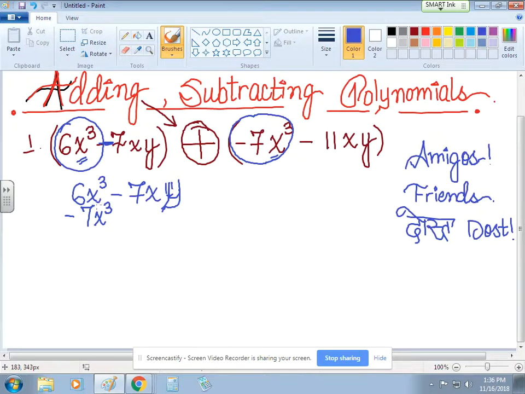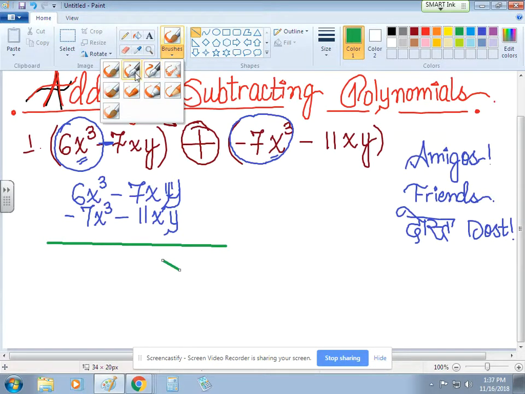I hope you're getting the concept that x cubed and x cubed are amigos. So that's why we combine them under each other. Minus 11xy. xy and xy are amigos, friends. Again, that's the reason we are combining them. Let's make my work look neat and clean because I messed up with the y already. Now you can go in any order. It doesn't matter. But always remember for xy, you will put 1xy.